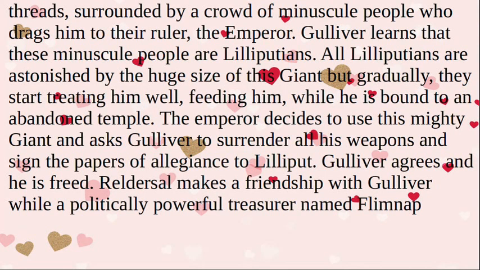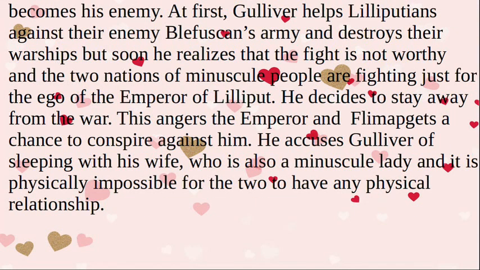Reldresser makes a friendship with Gulliver while a politically powerful treasurer named Flimnap becomes his enemy. At first, Gulliver helps Lilliputians against their enemy, Belfuscan's army, and destroys their warships, but soon he realizes that the fight is not worthy and the two nations of minuscule people are fighting just for the ego of the Emperor of Lilliput. He decides to stay away from the war.